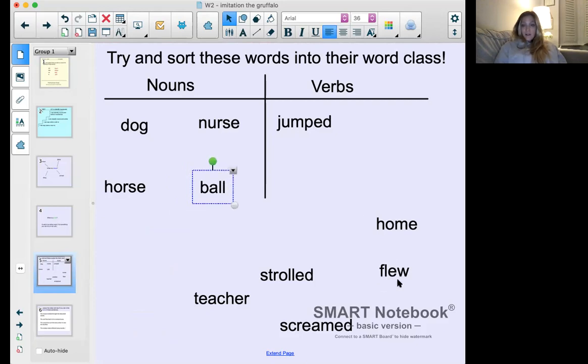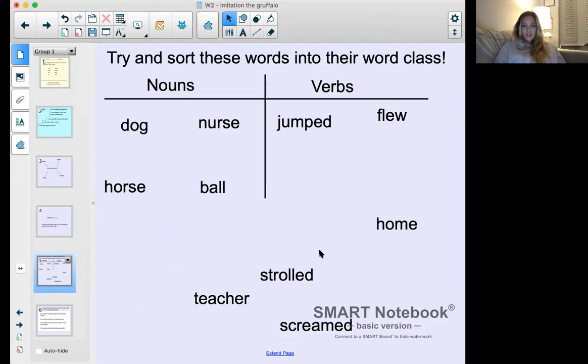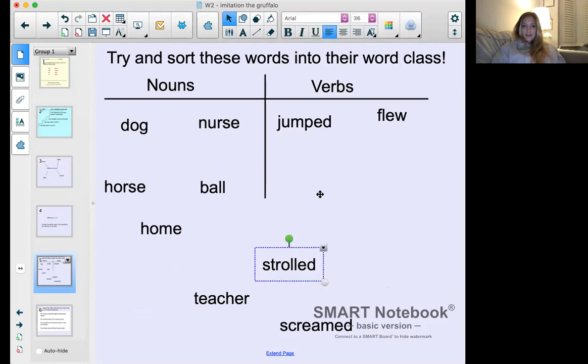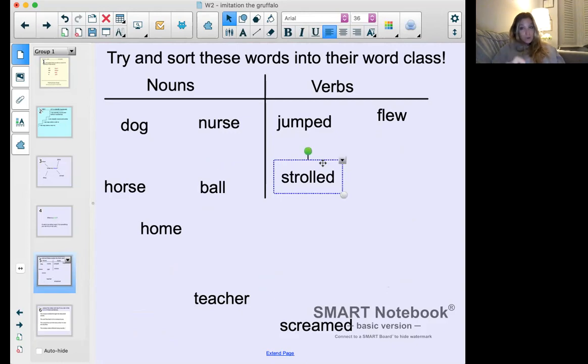Flew. Let's see if I can act it out. If you can act it out, it's a verb. It's an action word. Home. Home is a place. Strolled. This is a verb that's from our story. Oh, I gave it away to you. This is a word that's from our story, and you're right, it is a verb. Bonus question, do you remember who strolled in the story The Gruffalo? If you guessed the mouse, well done.